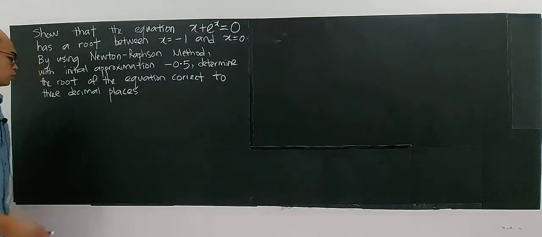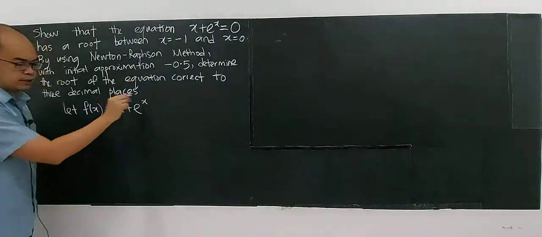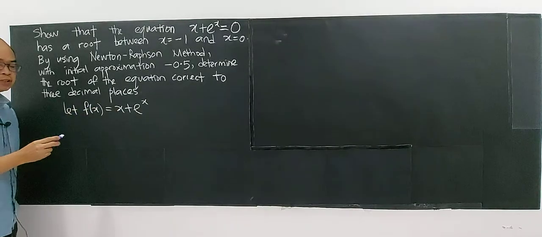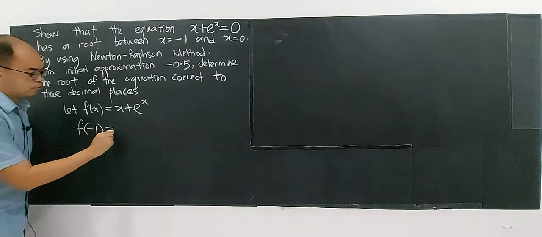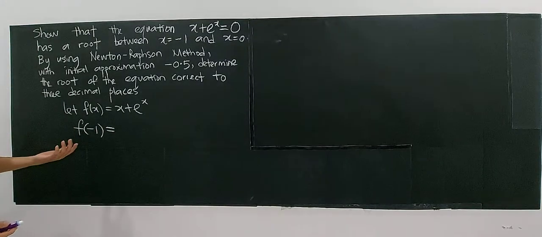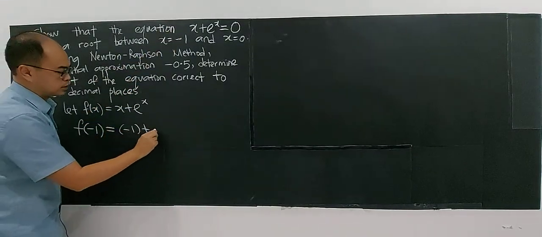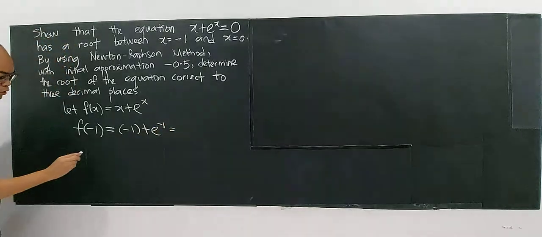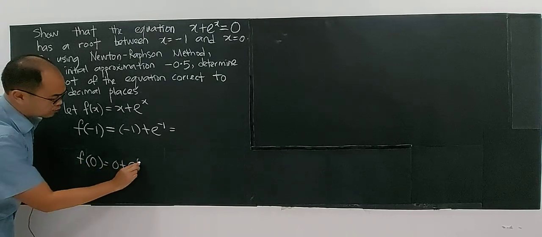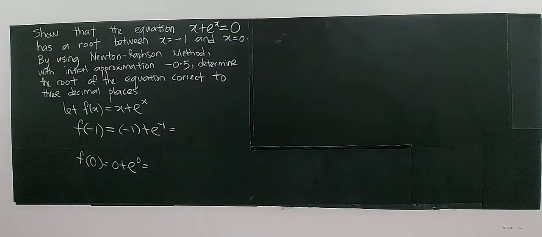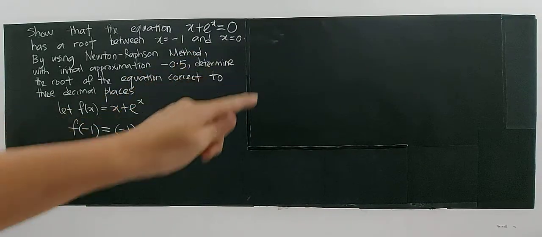That's the root. So of course I'm going to let f(x) be this expression. Now, how do I verify there is a root? The method is this. If you substitute negative 1, you have negative 1 plus e to the power of negative 1, so you find the value, and you also find the value at 0, which is 0 plus e to the power of 0. By looking at the sign of the values, we can identify whether there is a root between these two values, the interval.